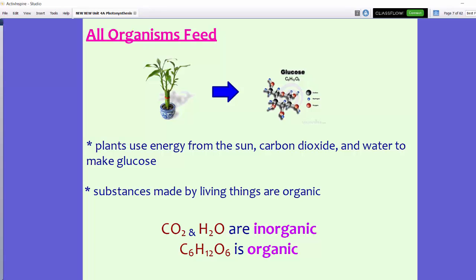So, specifically for plants, let's say, plants must use the energy from the sun. They also use some inorganic compounds, such as carbon dioxide and water, and they make glucose, which is a sugar. Now that sugar is what will eventually be broken down into energy. So the glucose itself is the sugar.